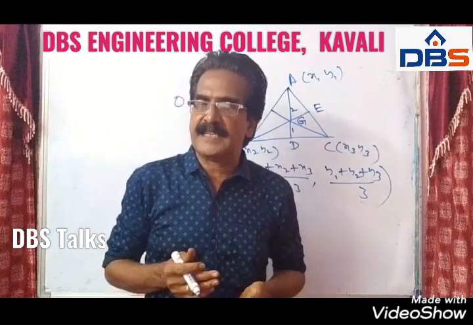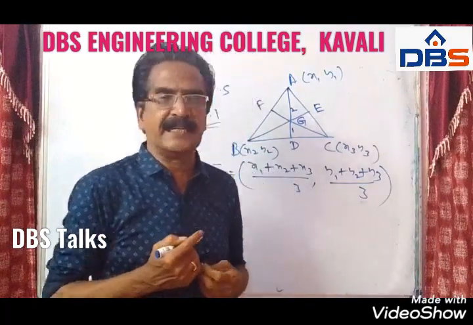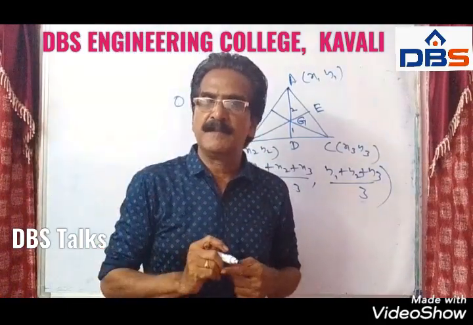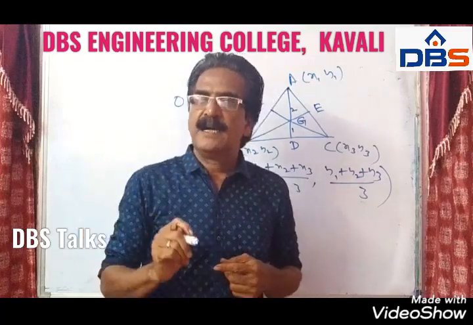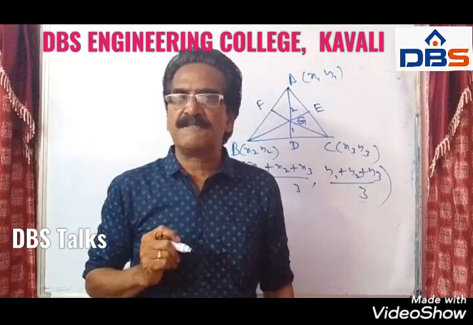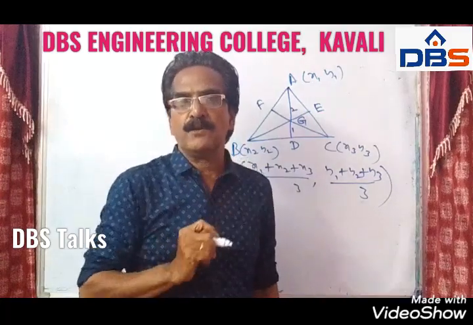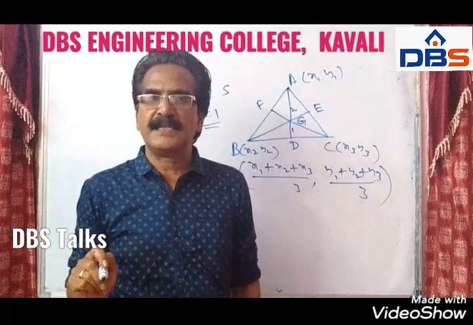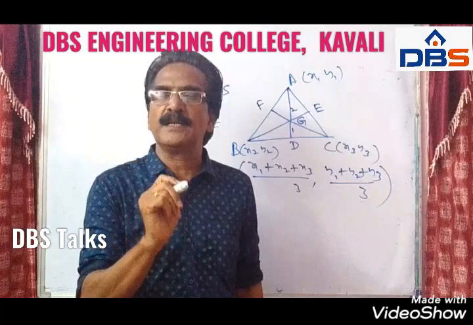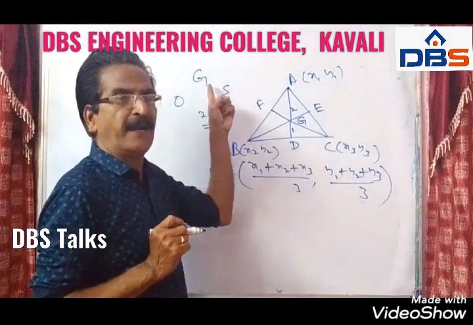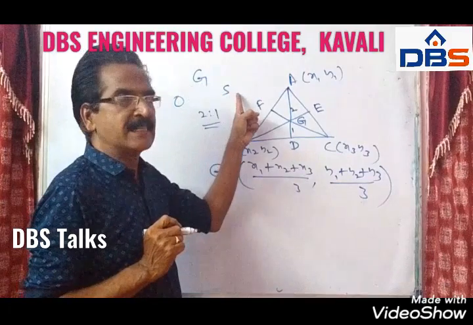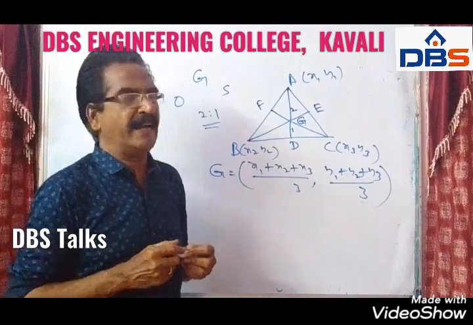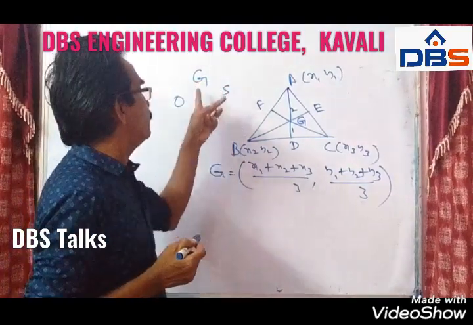It depends on the various data. Here the orthocenter of a triangle is given, and the circumcenter of a triangle is given, and you have to find the coordinates of the centroid. So G you have to find. G divides the orthocenter and circumcenter in the ratio 2:1. So you have to find the point which divides O and S in the ratio 2:1. That is the centroid of the triangle. So we do one problem on this.